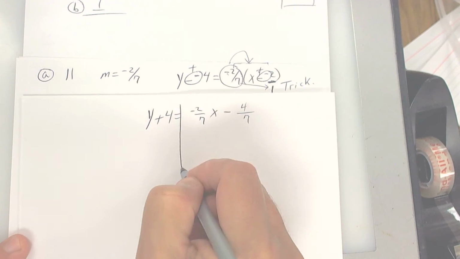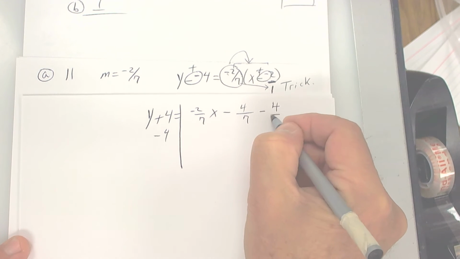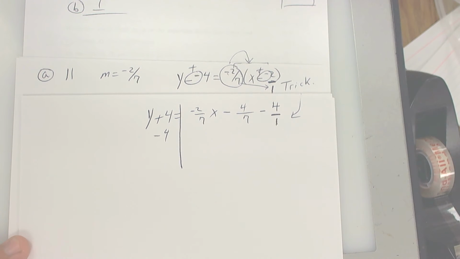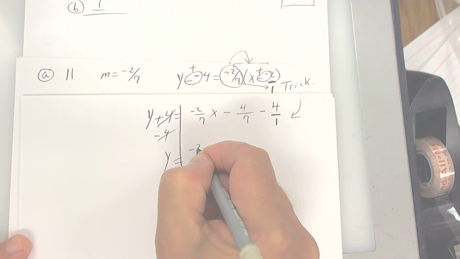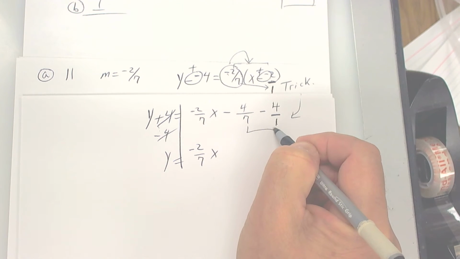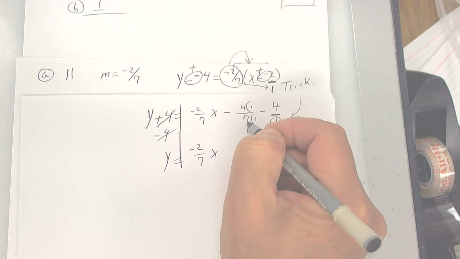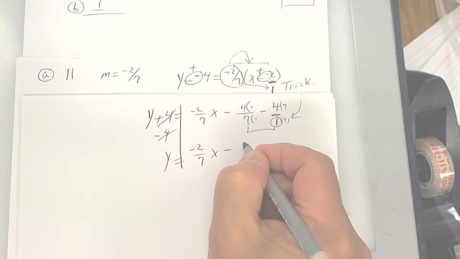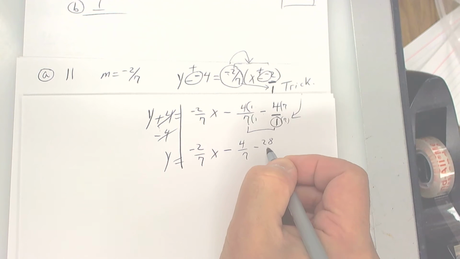Okay, now you have to subtract 4. So put minus 4. But again, use the trick. Put a 1 under there. Okay? So now this cancels. So you get y equals your slope. And then you want to go ahead and find your least common denominator. Remember, you take this one and put it over here. And then you take the 7 and put it over here. So you're going to get minus 4 over 7 minus 28 over 7.